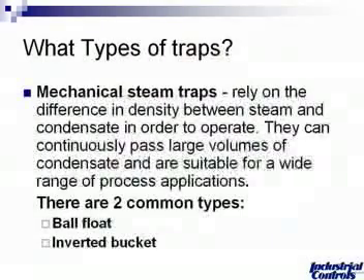In the mechanical steam trap family, mechanical steam traps rely on the difference in density between steam and condensate in order to operate. They can continuously pass large volumes of condensate and are suitable for a wide range of process applications. Basically, there are two common types you'll find. One is a ball float, and the other is an inverted bucket.